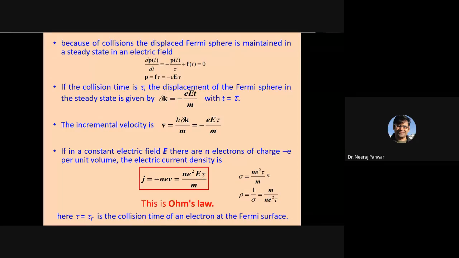And you know that only the electrons which lie close to the Fermi level contribute to the electrical conduction. Therefore, we can have tau equal to tau F, the collision time of an electron at the Fermi surface, in this expression. So Sommerfeld was successful in explaining the electrical conduction using this quantum free electron theory. This is the same expression that was derived by Drude.